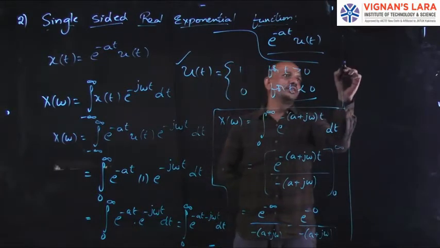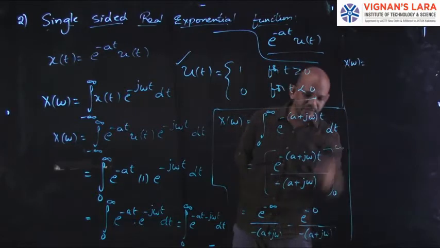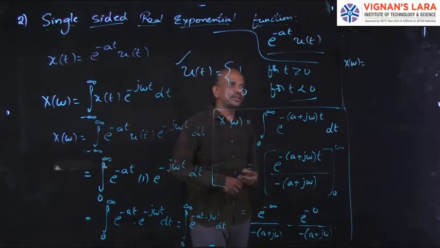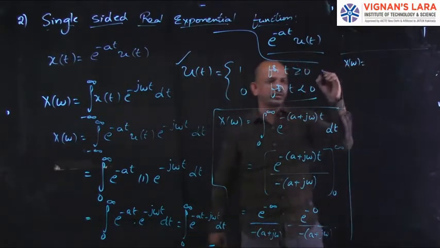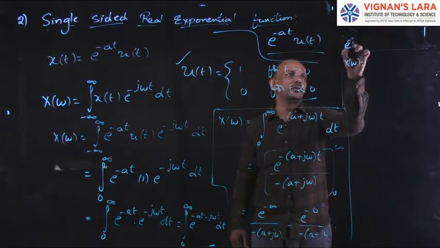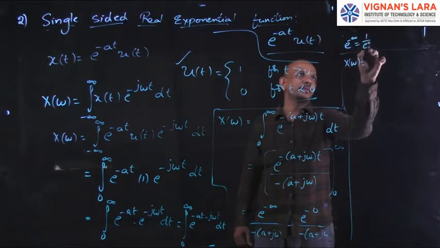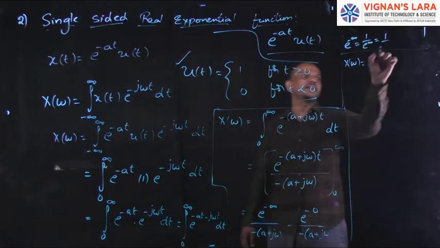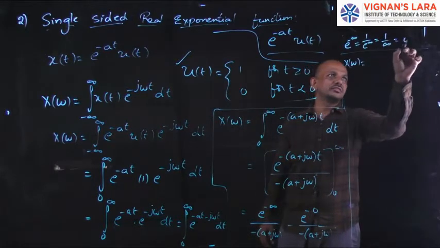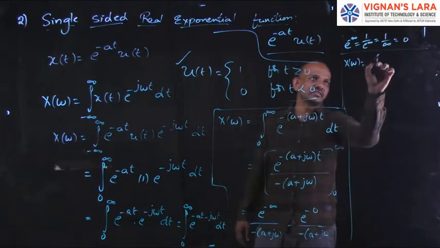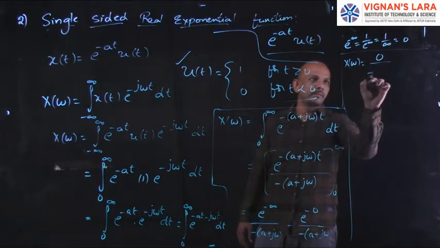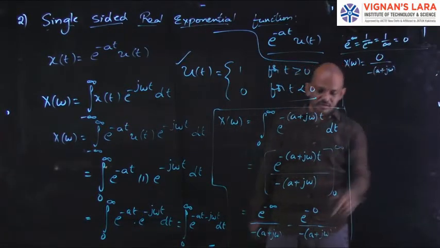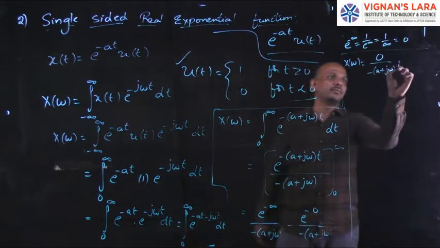Now finally, X of omega will be equal to e power minus infinity. How can you write e power minus infinity? We all know e power minus infinity equals 1 by e power infinity. Infinity is infinity, so 1 by infinity, and 1 by infinity is nothing but 0. So the value of this one is 0. So X of omega equals 0 divided by minus of a plus j omega. Okay. Next, minus of minus will become plus.